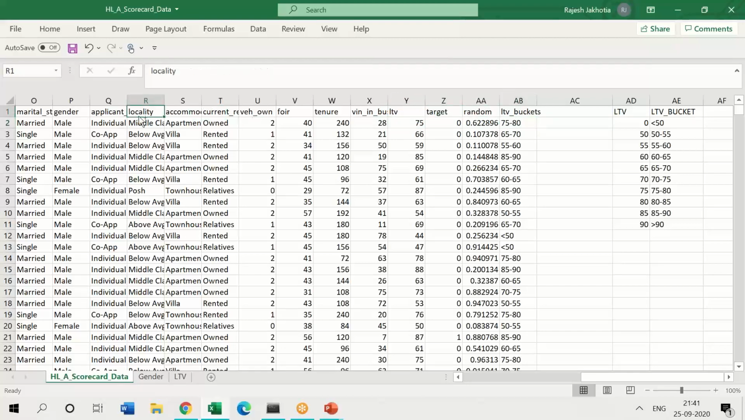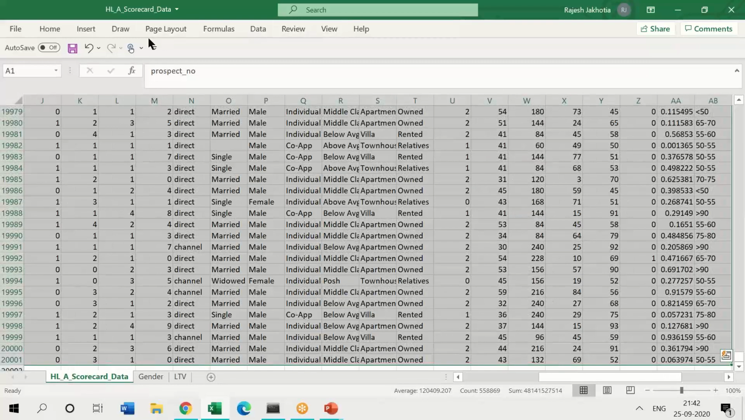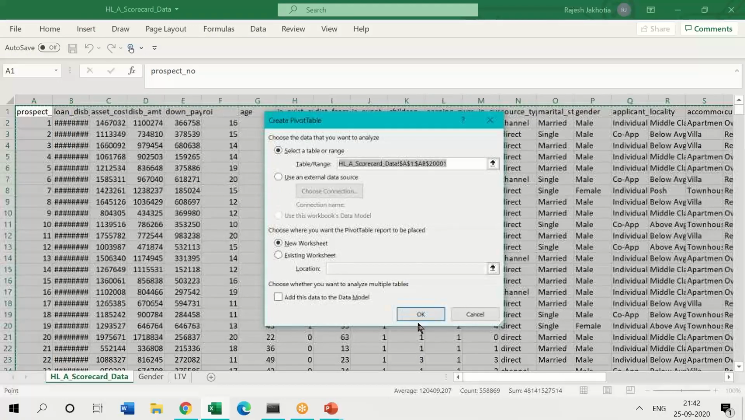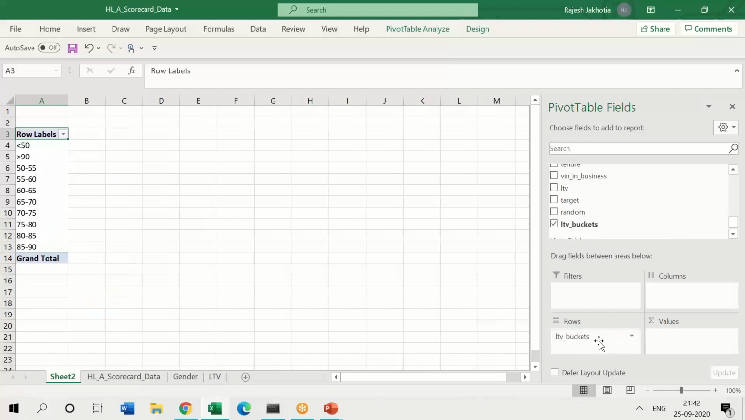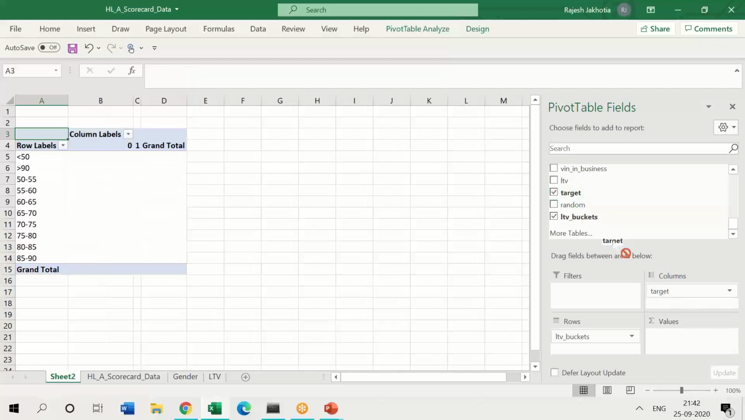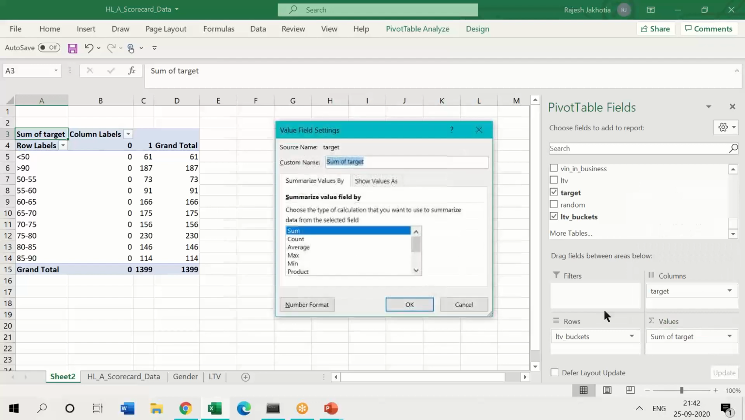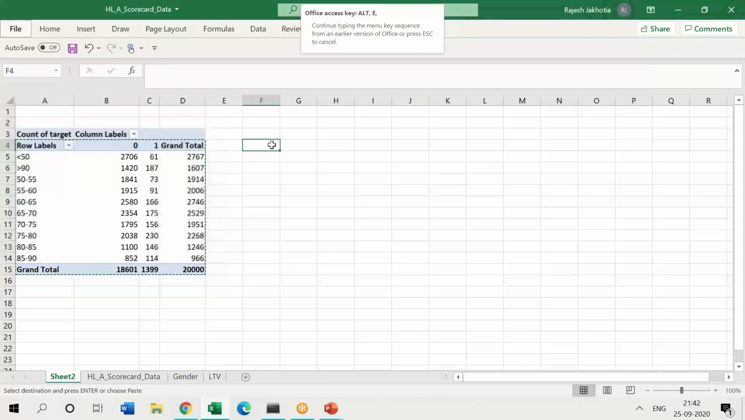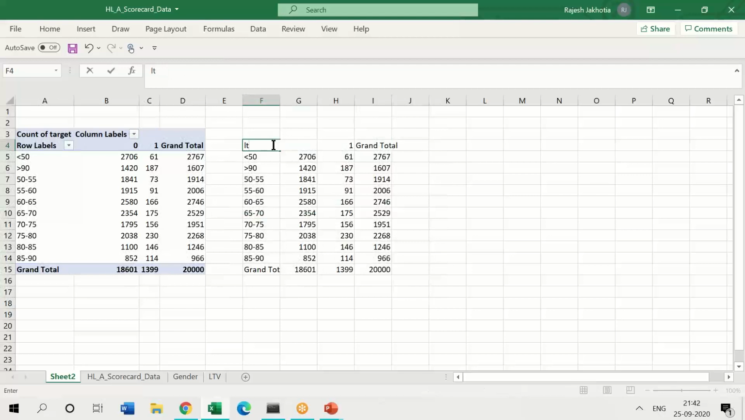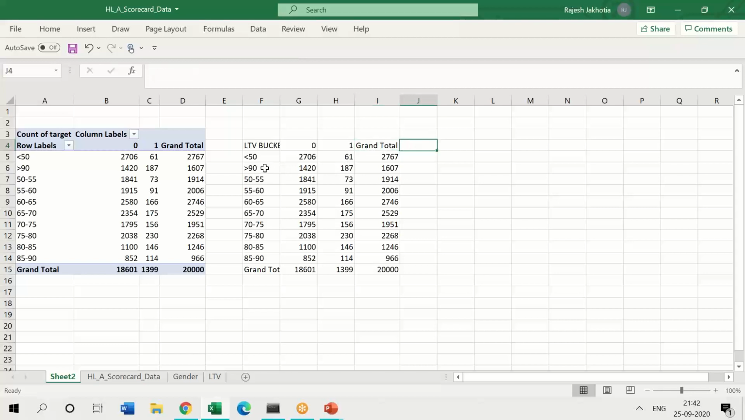Now we'll quickly take this entire data, insert, pivot table, and I'm not bothered about any other variable. I'm more concerned with these LTV buckets. I'll take target and put it here, with few field settings, count. This is my data. Control C, then Alt ESV, paste special values. This is the LTV bucket, with 0 as good customers, and 1, and this is the grand total. So bucket wise PD.